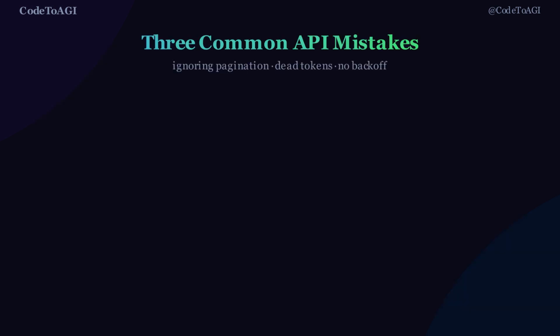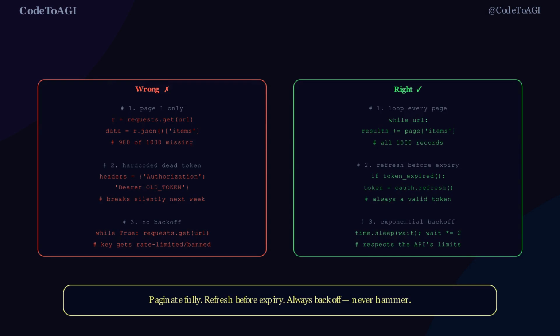3 mistakes that break real API integrations. Mistake 1. Ignoring pagination and only ever reading the first page. Your app silently misses most of the data, forever. Mistake 2. Hard-coding an access token that expires with no refresh logic. The integration works today and mysteriously breaks next week. Mistake 3. Retrying instantly in a tight loop with no backoff at all. That gets your API key rate limited or banned entirely.